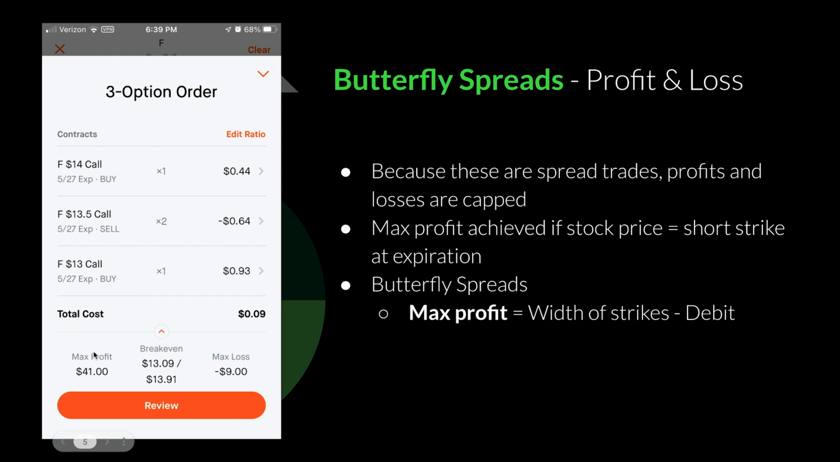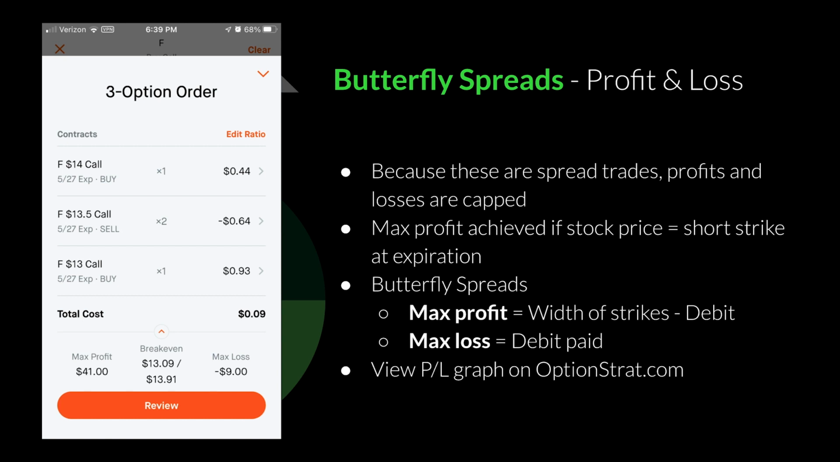What's our max loss? Well, it's just the debit paid. It's just the amount of money that we use to enter the trade. So you have a really great risk-reward setup here. Only pay 9 cents and you can make potentially $41 off of this play. So obviously that's a really good risk to reward ratio.